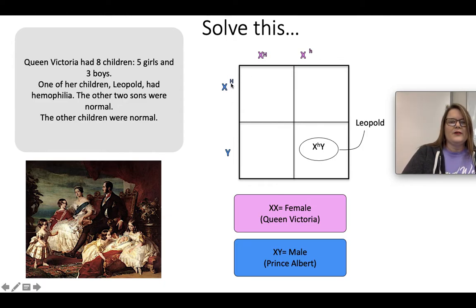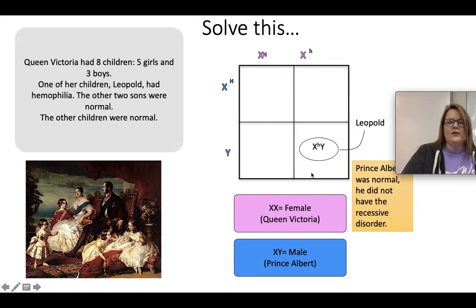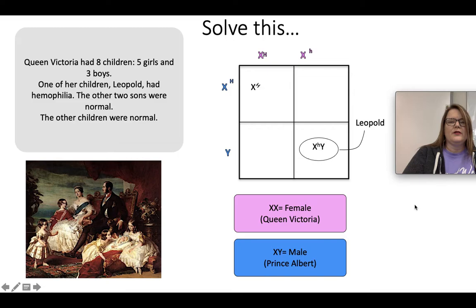And Albert must have been X capital H because he didn't have it, and his other chromosome has to be a Y or he wouldn't be a he. So he was normal, didn't have the disorder. So one possibility of children they could have is a female XX who is homozygous dominant, that is not affected by the disorder at all. She's not even a carrier. They could have a boy that is unaffected. They could have had girls that were carriers, which they did have several of those. We see on your pedigree from the previous page.